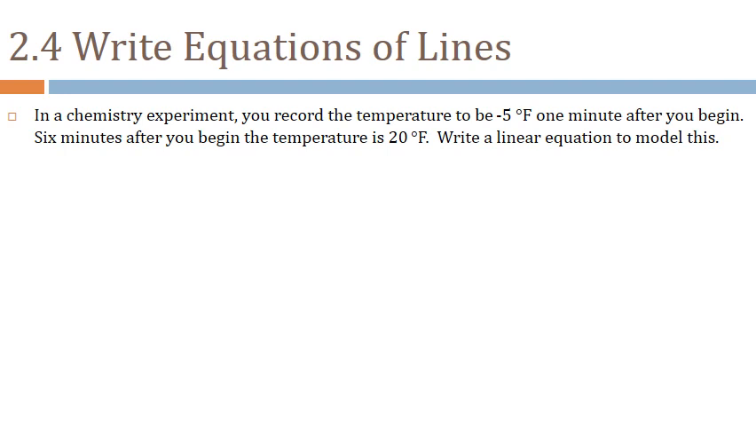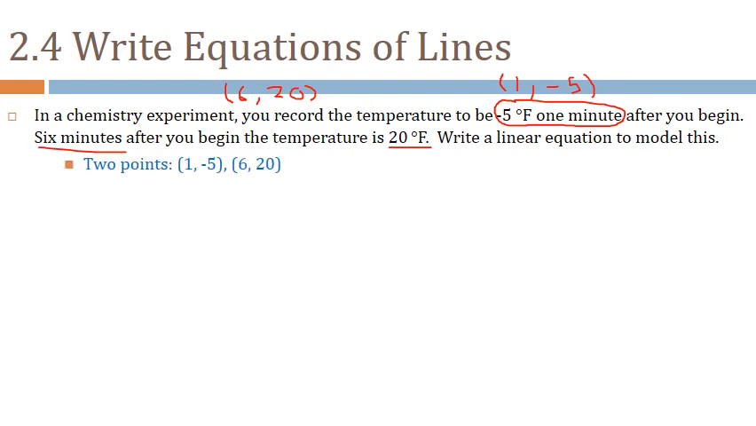What I see here are 2 points. We have a temperature and a time. That's 1 point. So at 1 minute, it's -5 degrees. And then our other one is 6 minutes with 20 degrees. So that's our other point. So those are our 2 points.